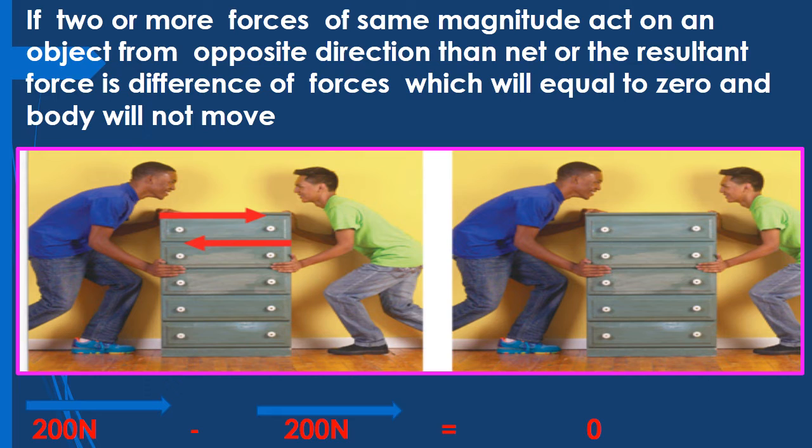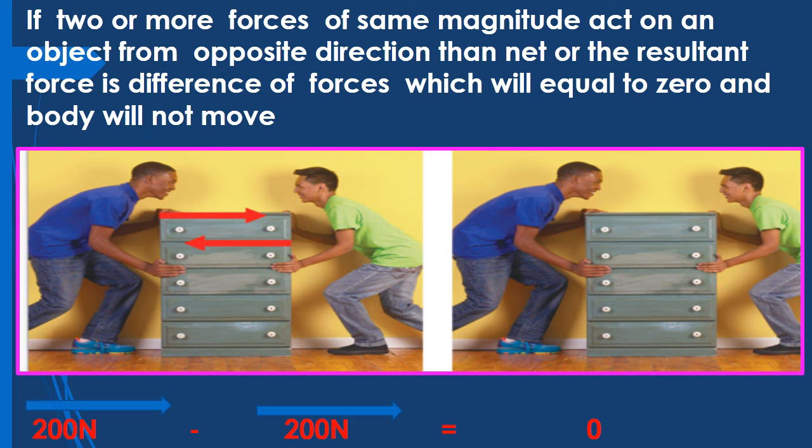Now children, again see the picture. You can see again from both the sides, the two people are trying to push the same object. But this time what is happening? The magnitude is same. The blue t-shirt also is applying a force of 200 Newton and he is pushing it towards the right direction, while the one with the green t-shirt is also applying a force of 200 Newton and pushing it towards the left direction.